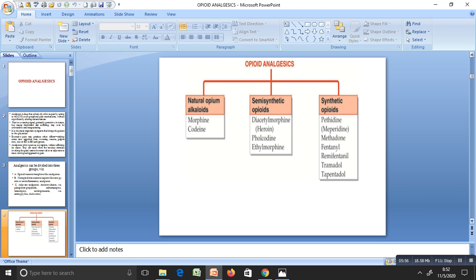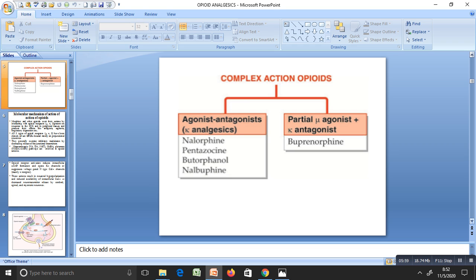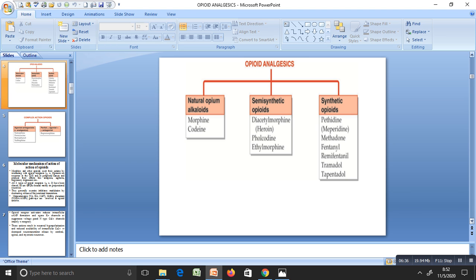Next are the complex action opioids, in the sense the drugs have both agonist and antagonist action. They are agonists at some receptors and antagonists at some other receptors. The agonist-antagonists are nalorphine, pentazocine, butorphanol, and nalbuphine. Partial mu agonist and kappa antagonist is buprenorphine. If you are asked to write about the classification, you write both classifications: natural opium alkaloids, semi-synthetic and synthetic, and also the complex action opioids.